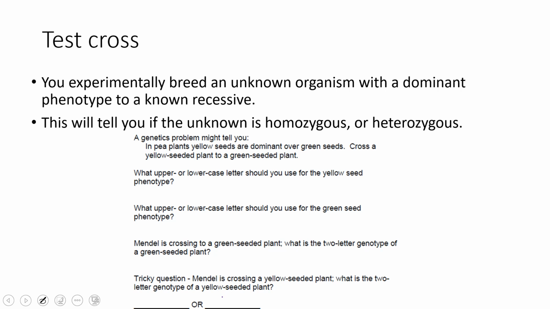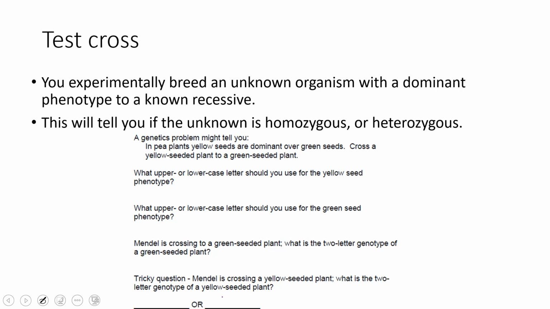So, what you would do is you would cross your unknown dominant organism to a complete recessive, and then you would look to see what the ratio of the offspring were, and depending on that ratio, you would know whether your organism was going to be homozygous or heterozygous. So from that description, we're now going to go ahead and run through and answer these questions.